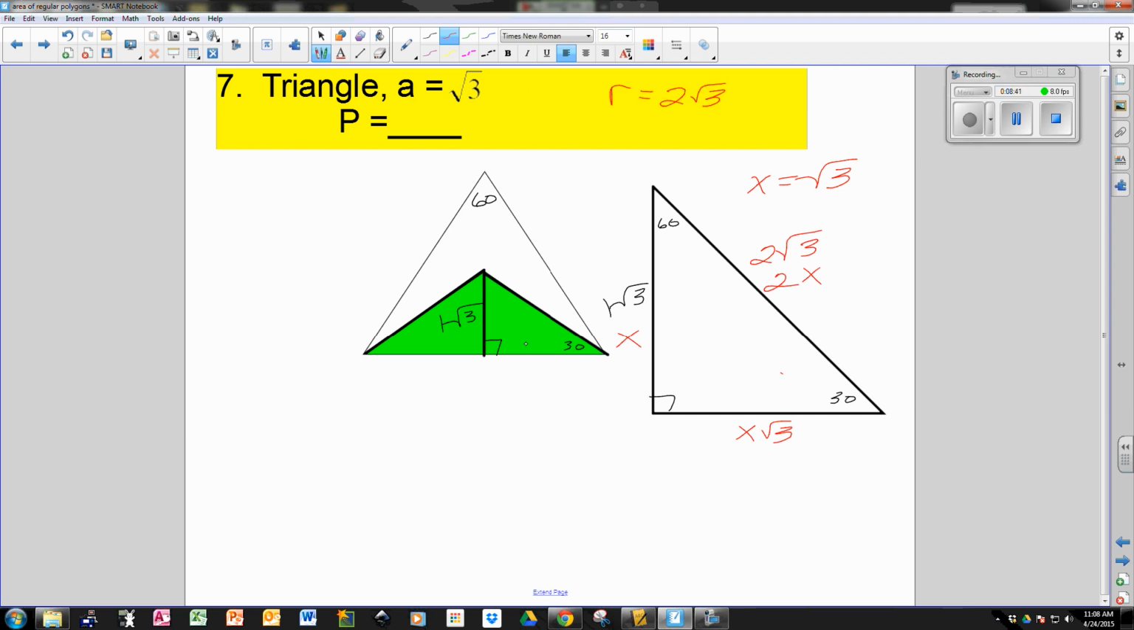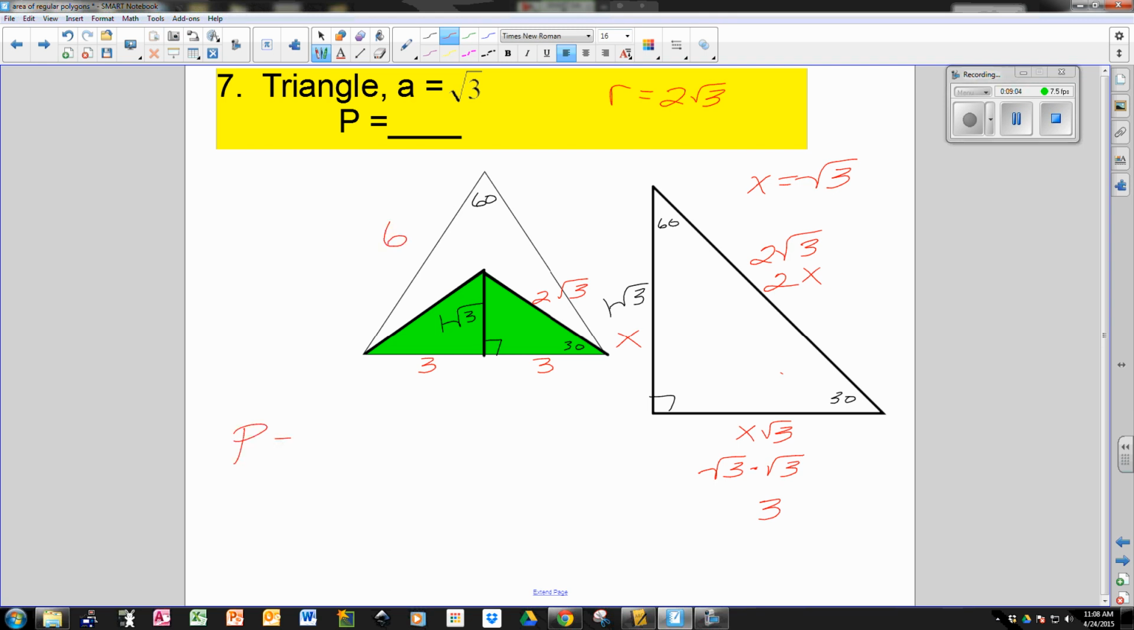The apothem is square root of 3. This side here, if x is the square root of 3, that means the square root of 3 times the square root of 3. The square root of 3 times the square root of 3 is just 3. So that means this side is 3, because this is 2 square root of 3. Isn't this piece here also 3? So then the whole side would be 6.